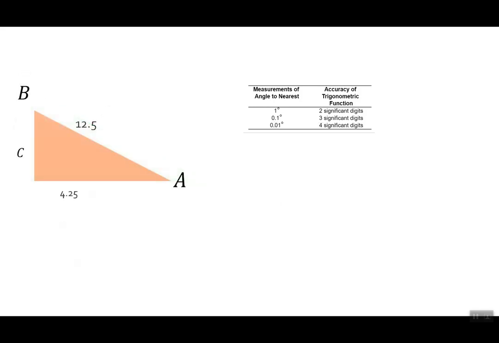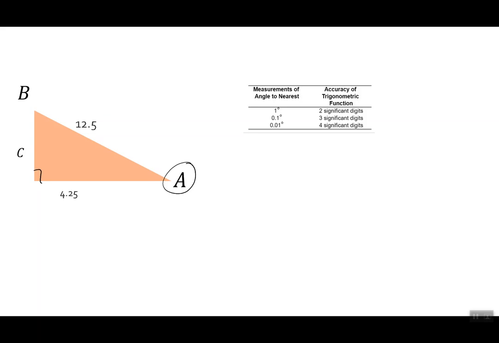All right, here's another one. Now this time's a lot different because I haven't given you any of the angles in this one. I've given you two of the sides. I've given you 4.25 and I've given you 12.5. We know one angle is 90. We don't have to worry about that one. But let's say I would like to know A.